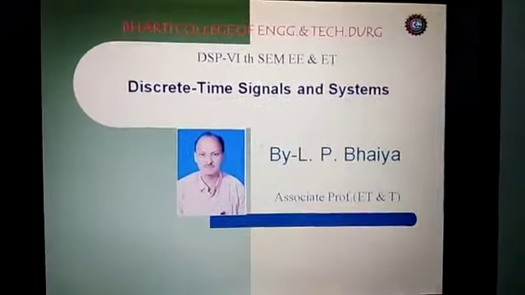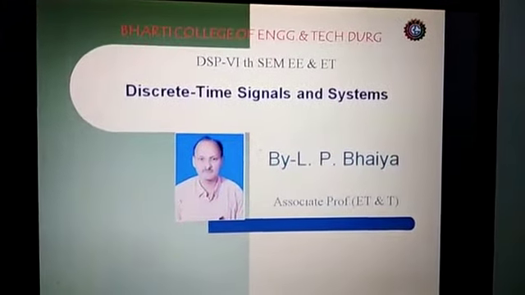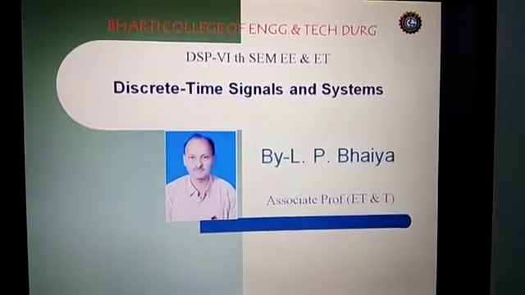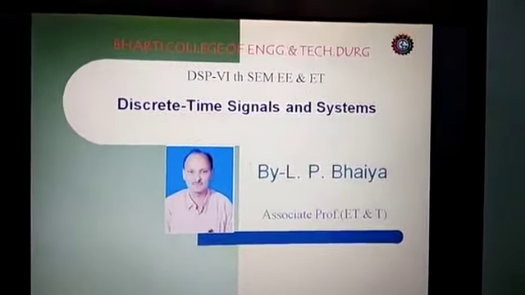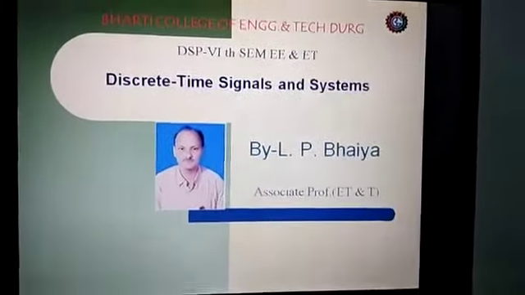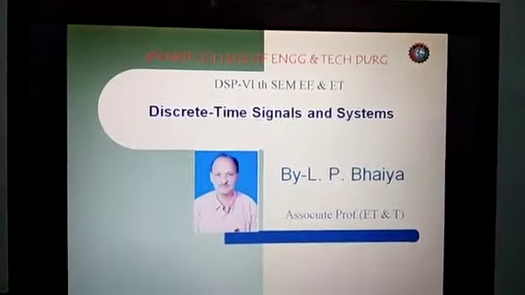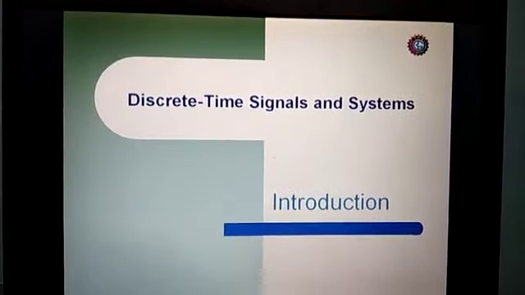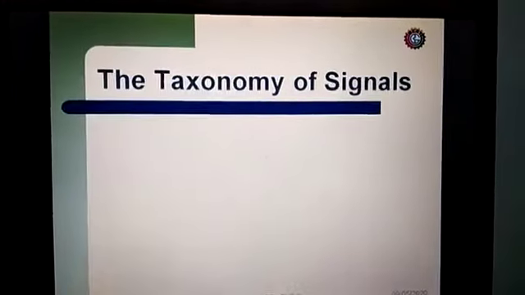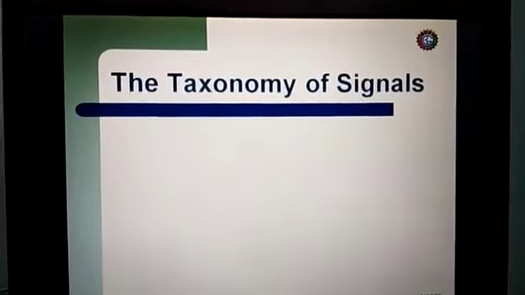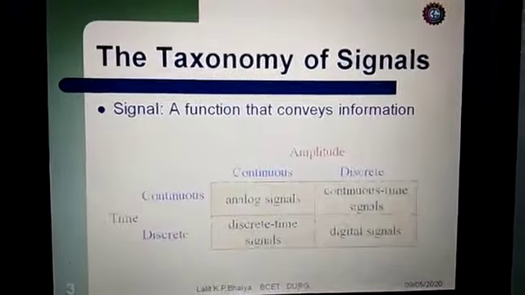Dear friends, today we will go through the very basic fundamentals of digital signal processing in terms of discrete time signals and systems. Let us see what the basic things are. Here we will learn discrete time signals and systems as an introductory part. The taxonomy of the signal. Signal: a function that conveys information.